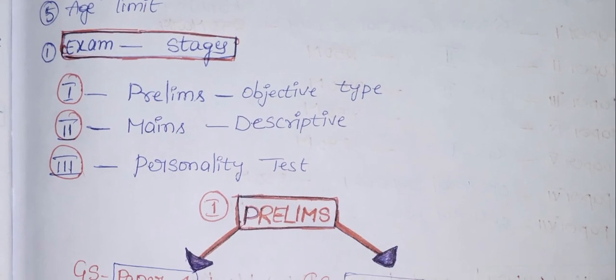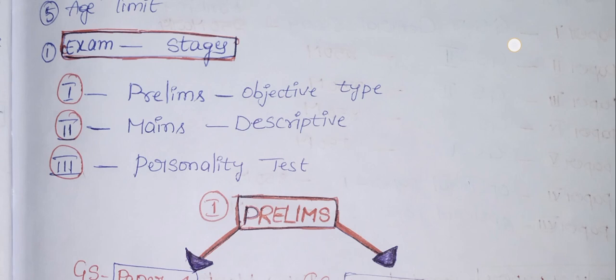There are three stages of this exam. The first one is prelims, which is almost objective type. The second one is the mains, which is descriptive, meaning a written exam. And the third stage is the personality test or interview. So these three stages are included in the UPSC CSE exam.